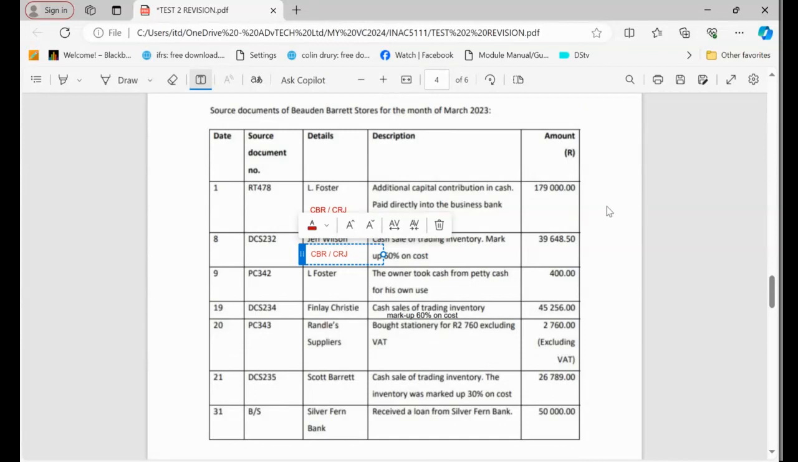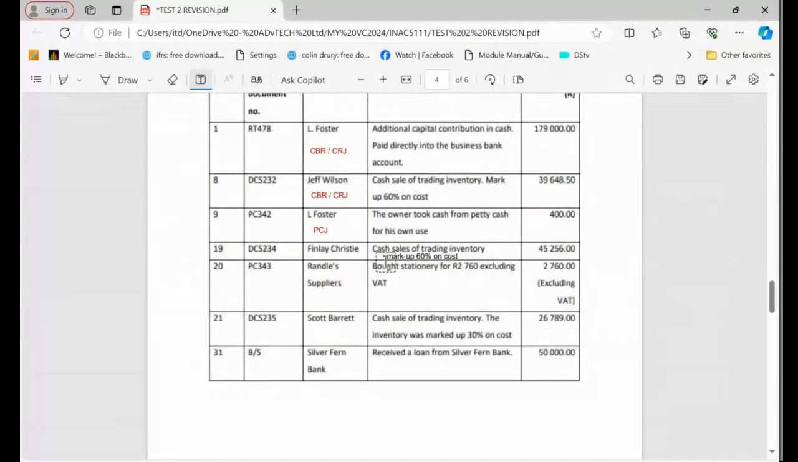Now, let's go to the next one on the 9th. They say the owner took cash from petty cash. Can you see they said from petty cash? And then again, it says PC. Normally, PC stands for the petty cash voucher. So it means we are going to record this in the PCJ.